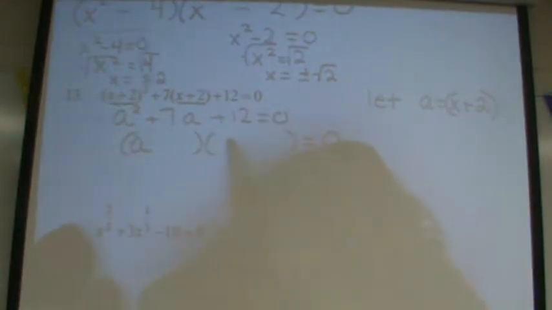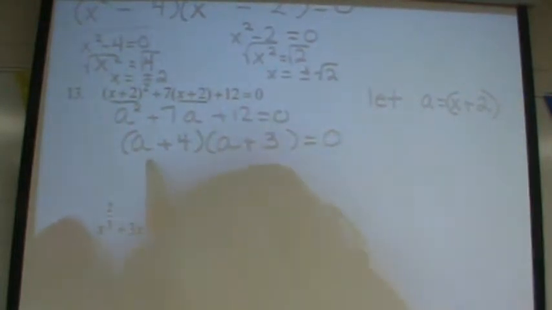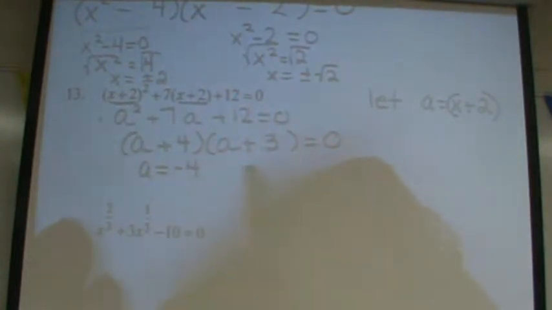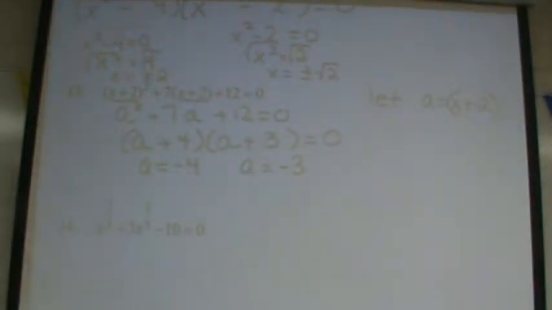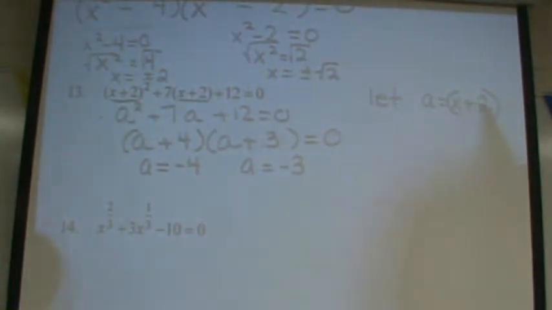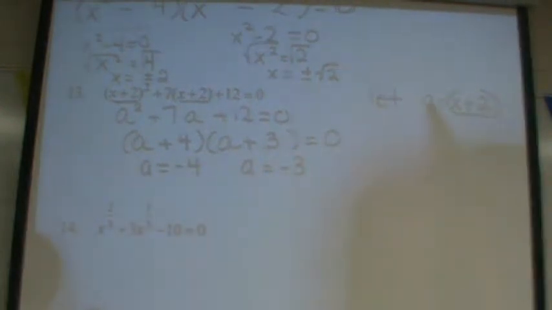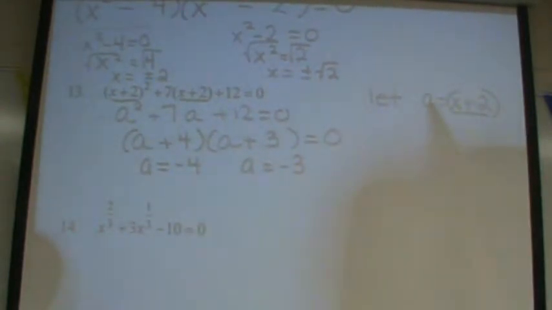So we have a, 4 times 3 is 12, but adds to be 7. So if we solved for a would be -4 and -3. But we're not solving for a, we're solving for the letter x. So now we're going to switch. Our a value was x plus 2. So now we're going to switch back. We're going to instead put the a value for x plus 2.